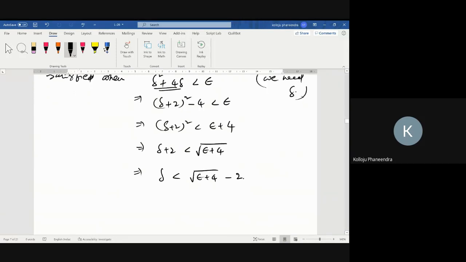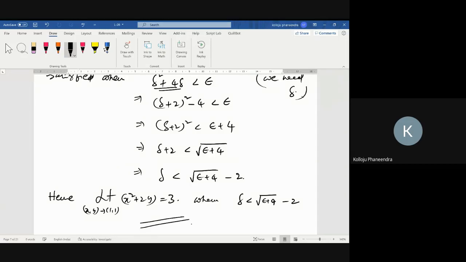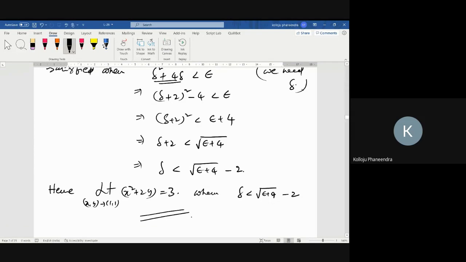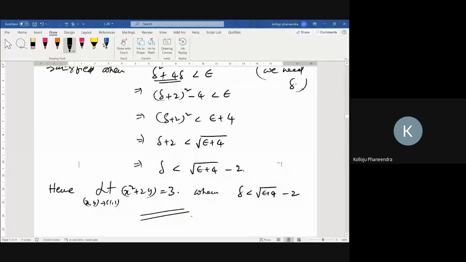Okay, so for this value of delta, the limit as (x,y) tends to (1,1) of the function x square plus 2y is equal to 3, when delta is less than under root of epsilon plus 4 minus 2. Okay, this is the delta epsilon approach. This is the concept of limit of a function of two variables.